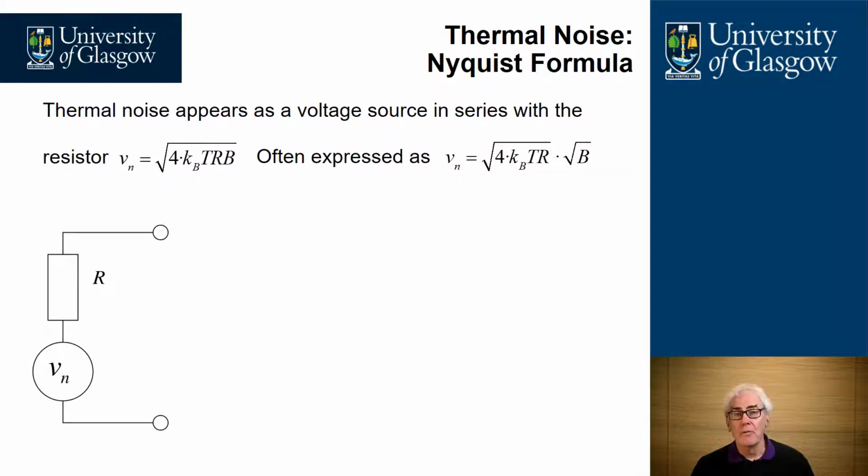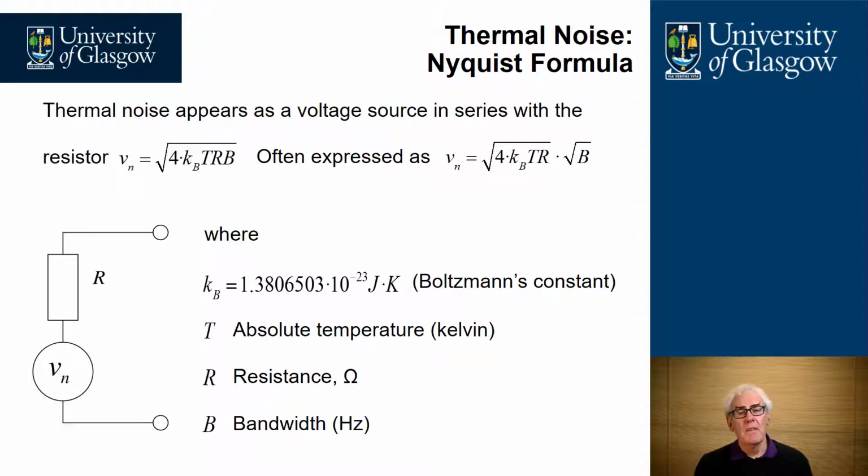In circuit analysis, we often represent thermal noise as a voltage source in series with a resistor. And the value of that voltage noise is the square root of 4kTRB, and you'll understand why we express it this way in a second. In this expression, K is Boltzmann's constant, who was an Austrian physicist. T is the absolute temperature in Kelvin, and usually assumed to be around 300 degrees. R is the resistor that you're concerned with, and B, the bandwidth, is the range of frequencies over which you want to calculate the noise.